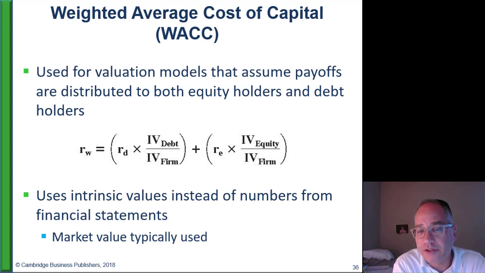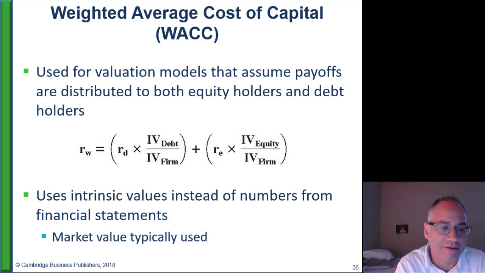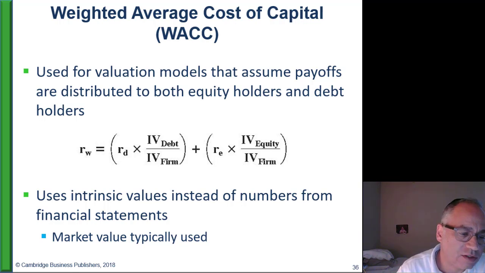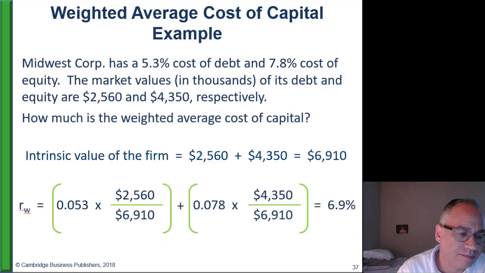So basically what you're going to do is create a weighted average between liabilities and equities. You would take the intrinsic value of the liabilities, not the book value, and the intrinsic value of the equity, not the book value of the equity, and do a weighted average of the two. So let's talk about how we would do this.